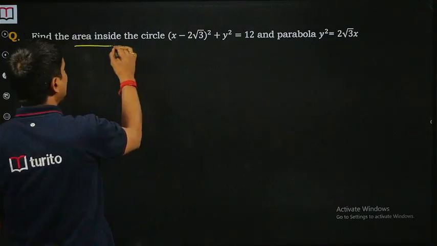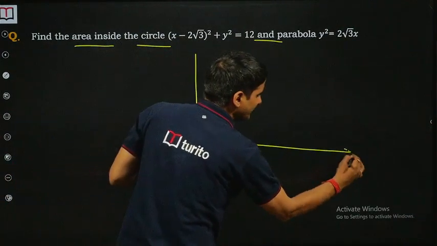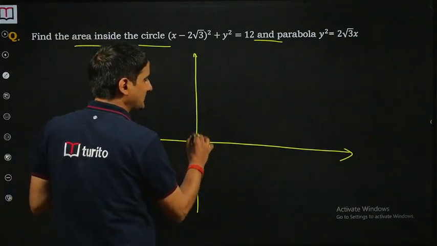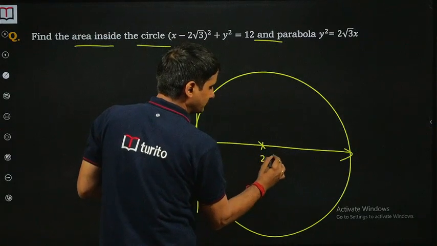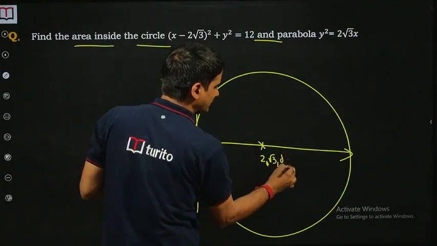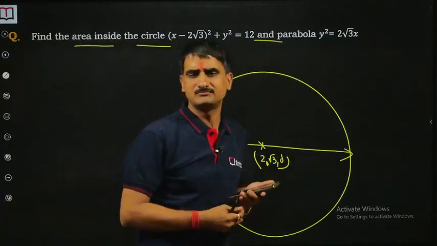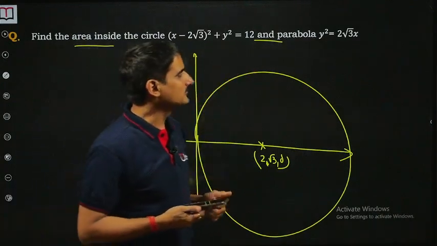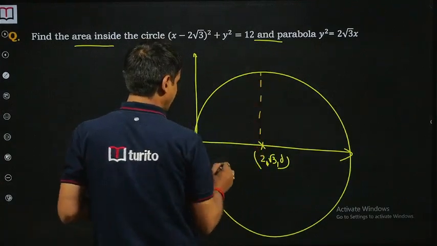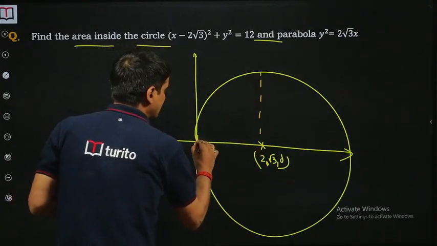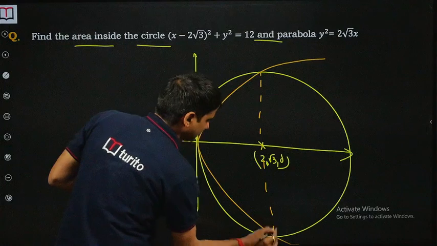See, find area inside the circle and parabola. So let's plot it. Center of the circle is 2 root 3 comma 0. So that's the circle. Radius is 2 root 3 itself. And see, parabola is y square is equal to 2 root 3 x. So if I put x is equal to 2 root 3, y is also 2 root 3. So that's the parabola. So those are the points of intersection.